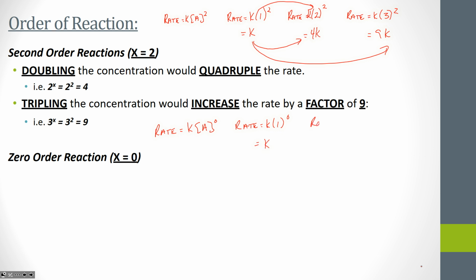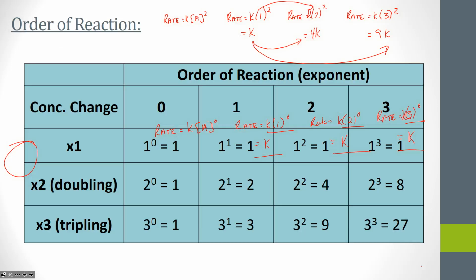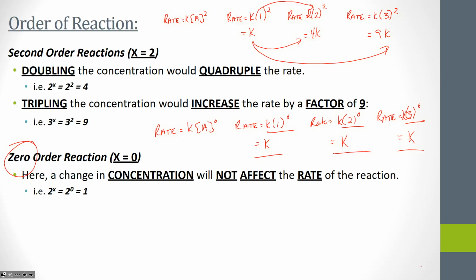Let's double the amount. Rate equals K times 2 to the 0. Well, 2 to the 0 is 1. That's still K. And if I put rate is equal to K times 3 to the power of 0, 3 to the power of 0 is 1. It's still K. It doesn't matter what we do to the amount of reactants. The rate has not changed. It has had 0 effect on the reaction. So here a change in concentration has no effect. Now if I relate this back to mechanisms, which we will later, think about which step in a mechanism has no effect on the rate.